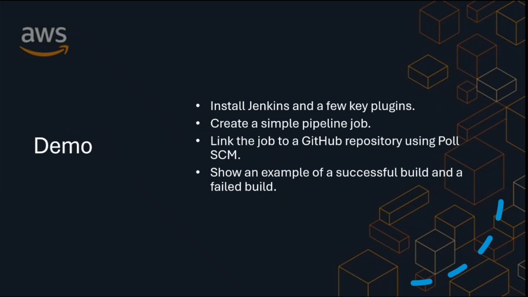Now let's see it in action. We will set up a simple Jenkins instance, install a few plugins, and then create a basic pipeline job. I will show you how to link it to a GitHub repository so that Jenkins can periodically check for new commits. When you commit new code, Jenkins will automatically start a new build. We will see what a successful pipeline looks like, and I will even show you a failed build so that you can see how Jenkins provides feedback to help you troubleshoot issues quickly.